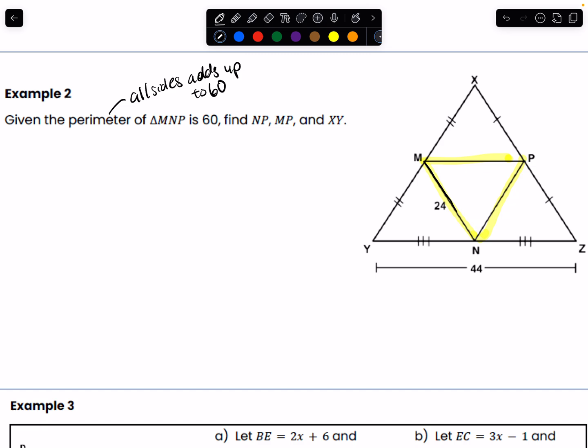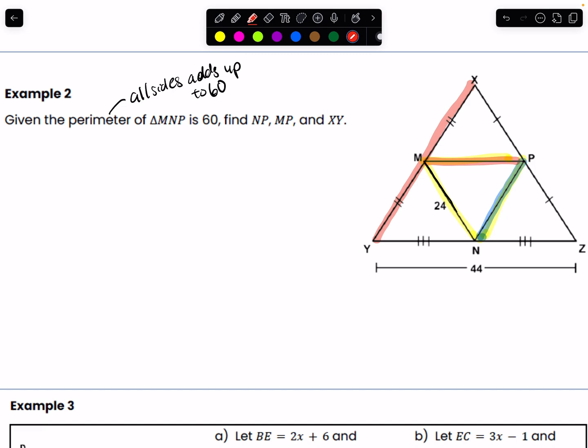Okay, let's take a look at the first one that we're trying to find. Let me go ahead and highlight it in blue. So let me try to find my length of MN. I'm also trying to find my length of MP. And lastly, I'm also trying to find my length of XY. Okay, these are all the measurements that I'm trying to find.